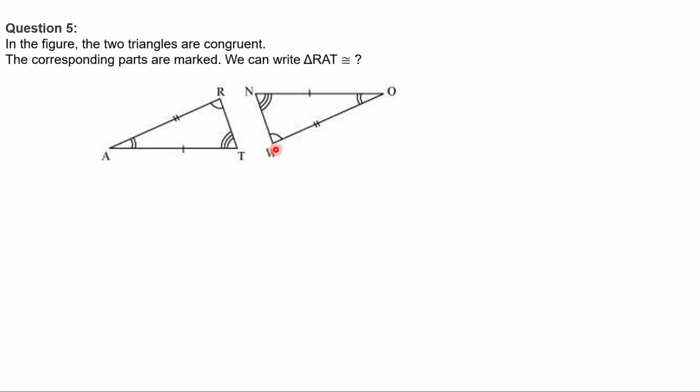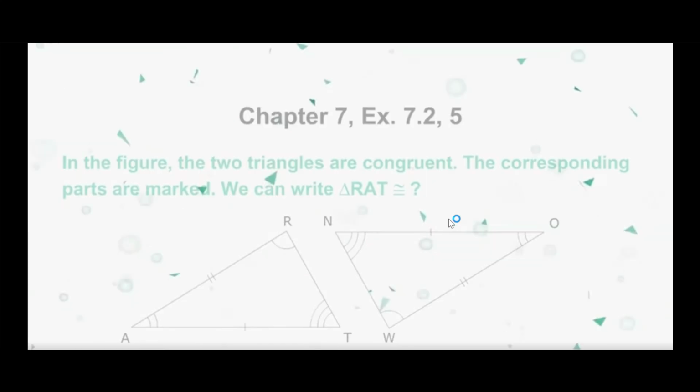See, R is the first angle. So where is the first angle in the other triangle? W is the first angle of the other triangle. So it goes like this: R, then A, then T, corresponding to W, O, N. This is the way we write the corresponding parts, or write the triangle answer.